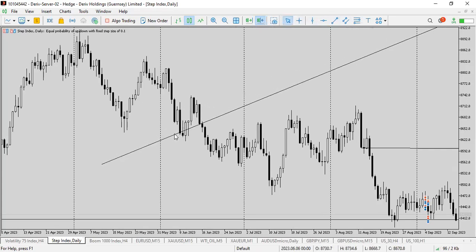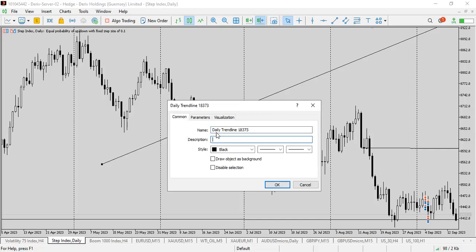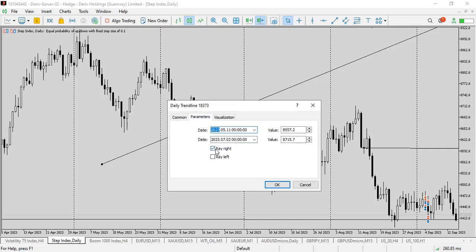Make sure you double click on it first. Then when it shows the points, you right click and open properties of the trend line. In the properties, don't choose anything; if you see a checkmark, just uncheck it. Then here, you only do the ray right, not ray left, because you want it to move to the right, not back to the left. You only pick ray right.